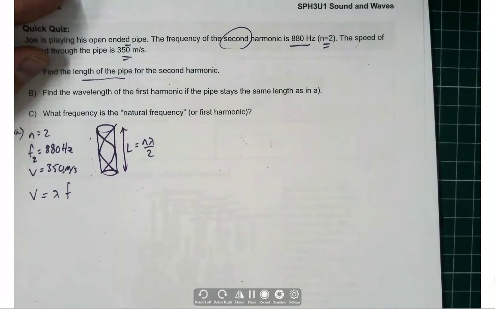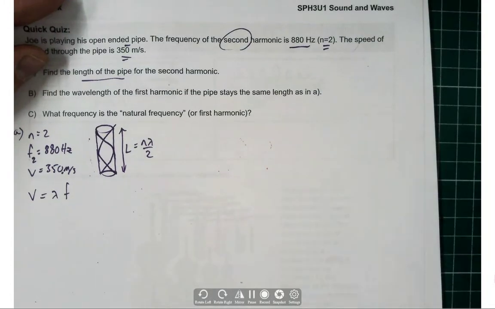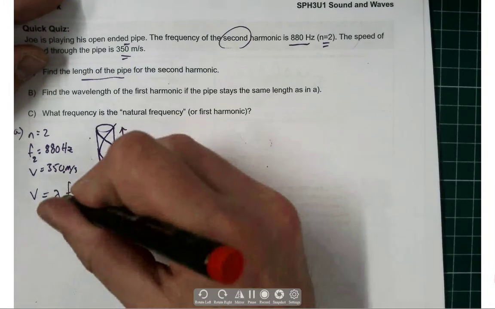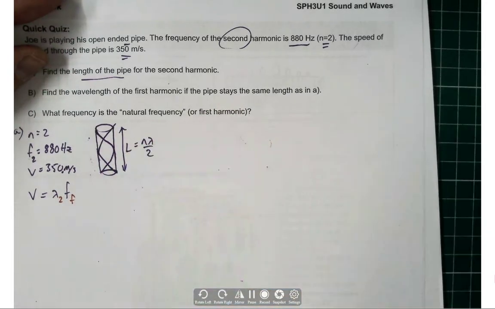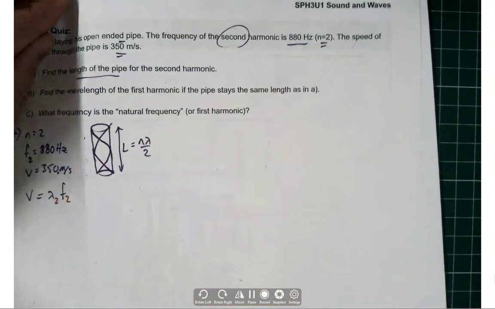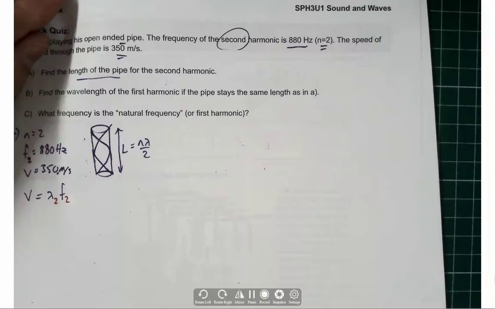And there are people that say we should really index everything. Speed is equal to lambda 2 times frequency 2. And people say, well, why would you specify lambda 2 and frequency 2? Because, of course, there's going to be wavelength 1 and a frequency 1 for the first harmonic, right? There would be different lambdas and different frequencies. For the third harmonic, there'd be a lambda 3 and a frequency 3. So I got to keep track of things.